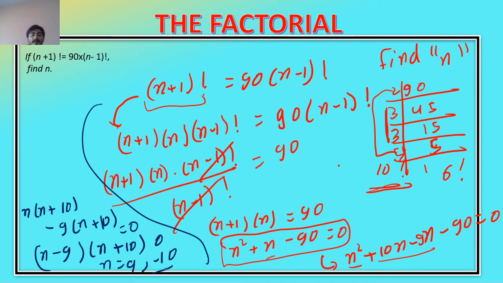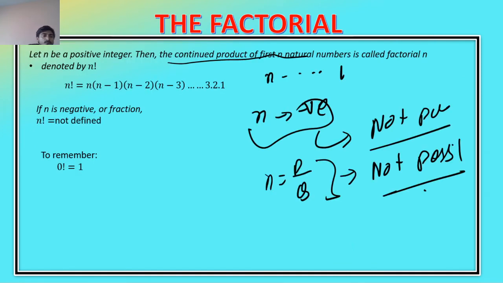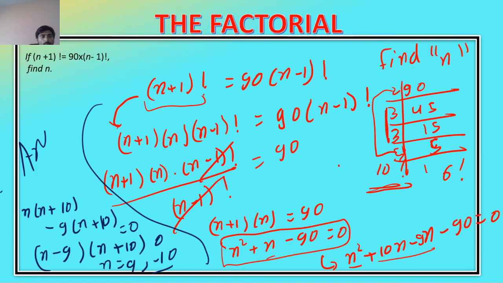If I take negative this, then this will become minus 10 plus 1, that is minus 9 factorial, which is not a possible thing, right? So the answer is n is equal to 9, as that should be the positive value, because n plus 1 factorial means n plus 1 should be a positive number. All of you clear with this?